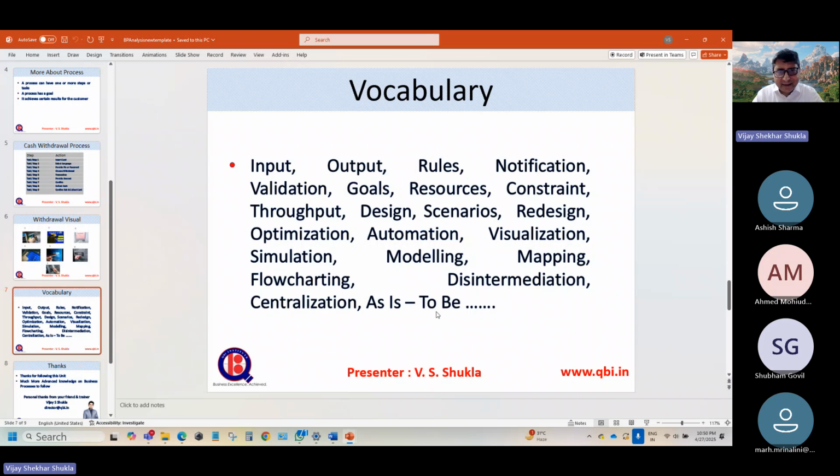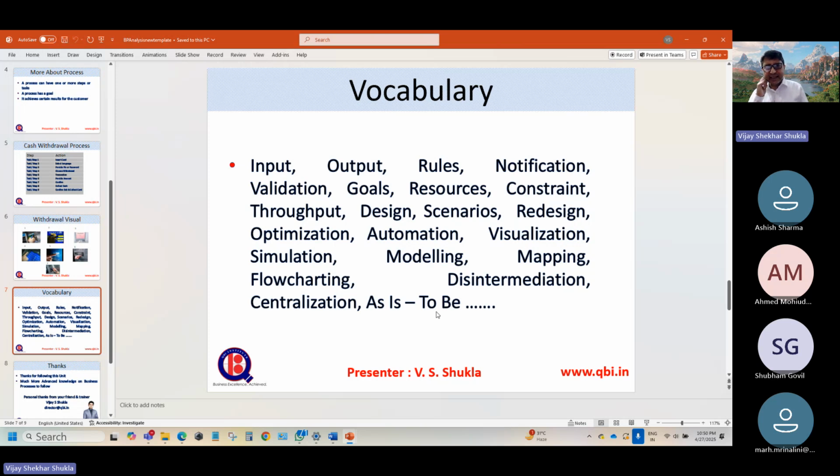Let's learn some vocabulary. Input. Processes have inputs. So, for a food delivery process, the input is basically the choices which the person is making. And so many other inputs all through. Output. So, output is basically in terms of new screens, new reports, etc. Processes have rules. So, say for example, one rule could be the time in which the process is available. Yet another rule could be, say for example, age of the person who can carry out the process.